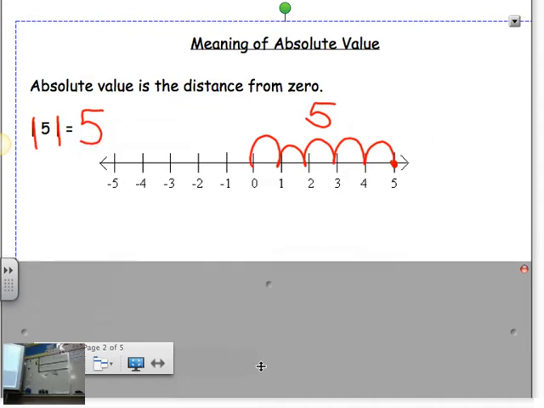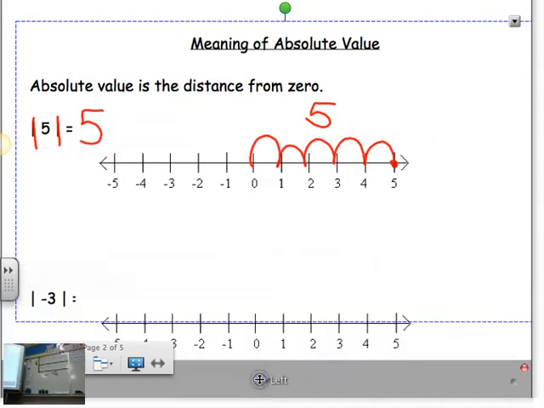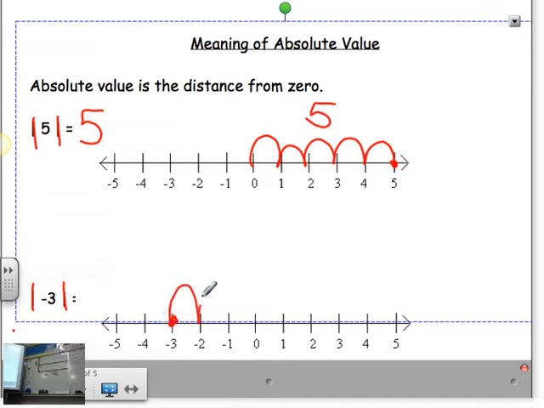Let's look at a negative example. If I have the absolute value of -3, you see the absolute value bars, that means how far away is -3 from 0. So again, I don't care about direction, I just care about spots. -3, of course, is 3 spaces away from 0. So the absolute value of 3, or -3, is 3. So the one thing you should see here pretty clearly is that the absolute value of a number is always positive.